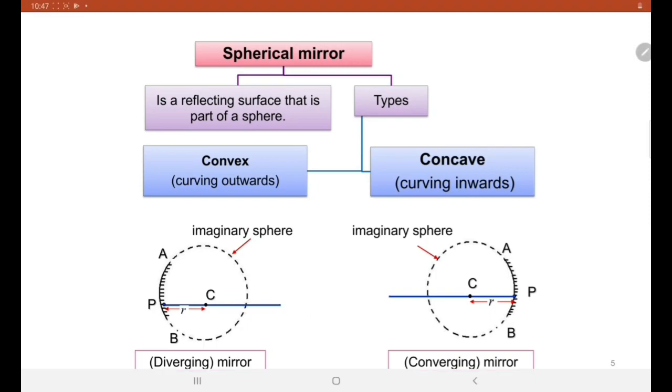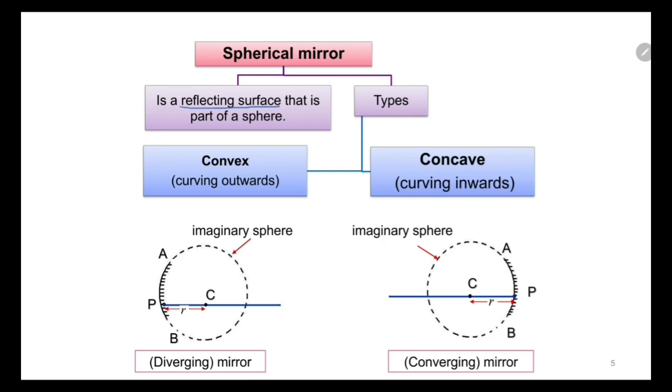Spherical mirror is a reflecting surface that is part of a sphere. There are two types of spherical mirror. First is convex mirror, also known as diverging mirror, and second one is concave mirror or converging mirror. To identify the types of mirror, we look at the reflecting surface. For convex mirror, the reflecting surface is curving outward. However, for concave mirror, the reflecting surface is curving inward.